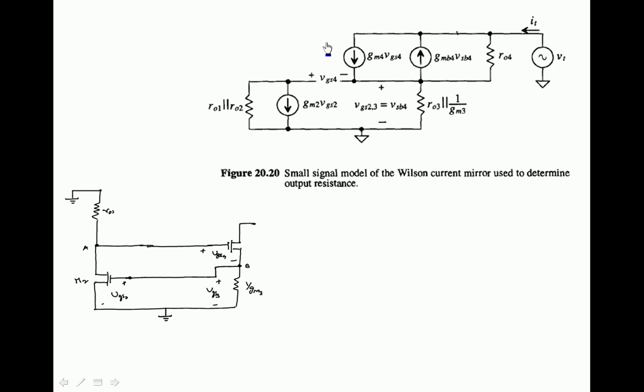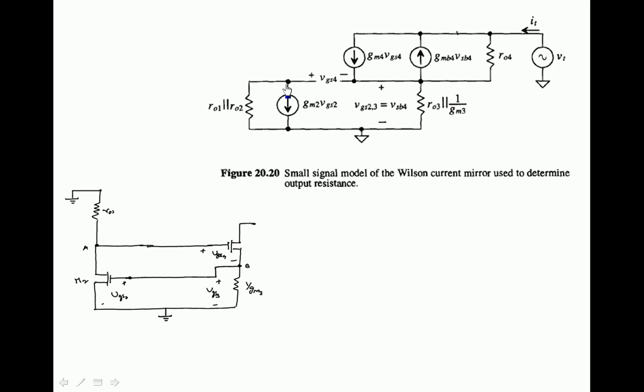To say that when drain current reduces with body effect, the body effect current source is taken in the opposite direction, and simply replace M2 and M4 with equivalent circuits. So while drawing the equivalent circuit, identify point A and point B and draw accordingly. Resistor R01 is from point A to ground, so this is point A and this is point B.